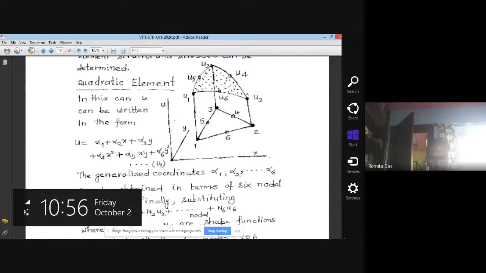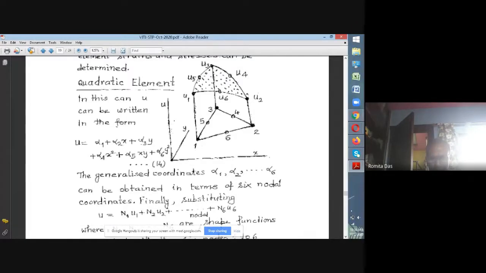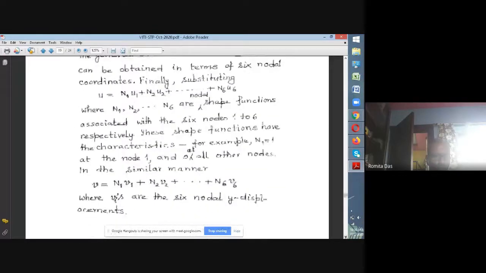So it's a quadratic polynomial. You can write it for both x and y, and we can write a similar polynomial for v also. In that case, we can write the u displacement as N1 u1 plus N2 u2 up to N6 u6. And by a similar procedure as in the case of CST, you can write v also in terms of the 6 displacements at the nodes of the element: N1 v1 up to N6 v6.